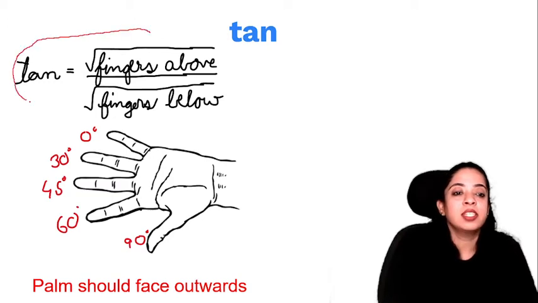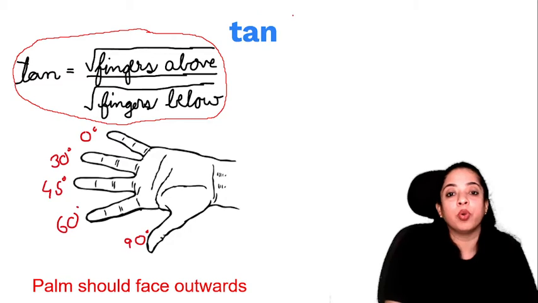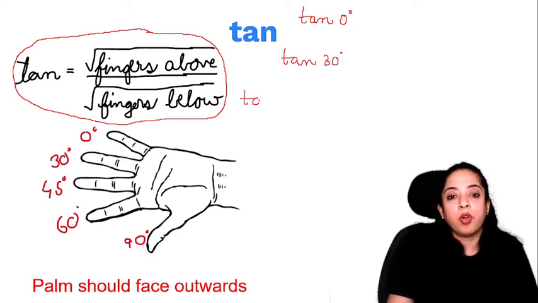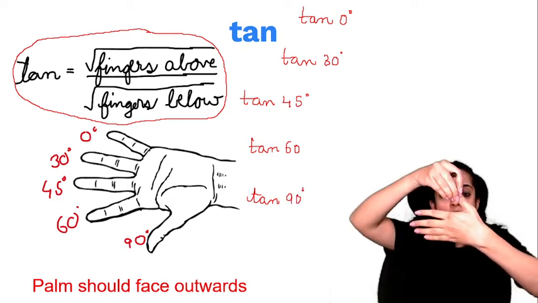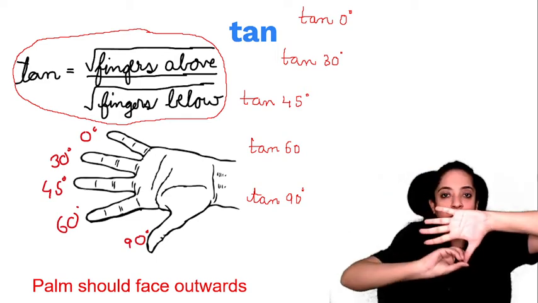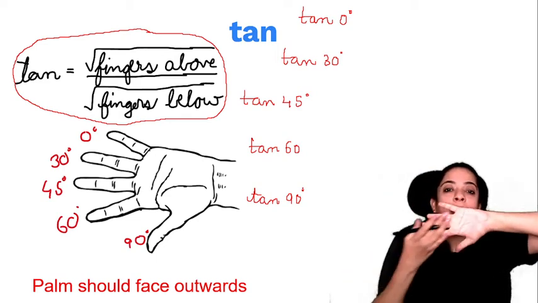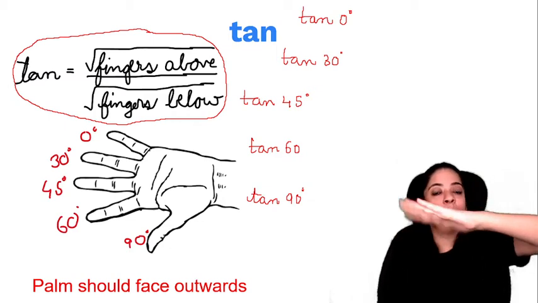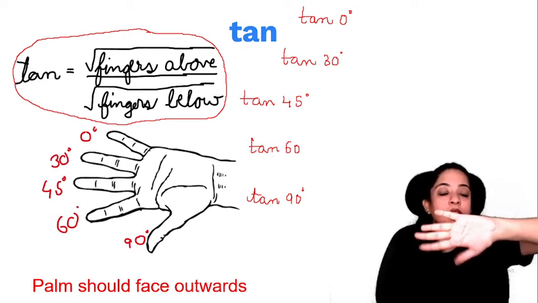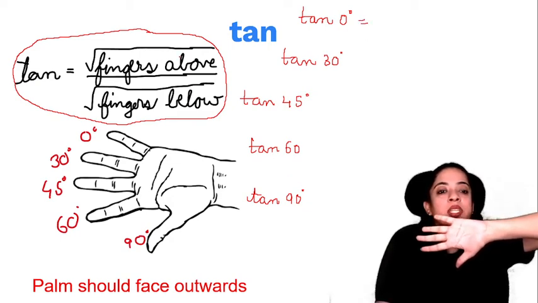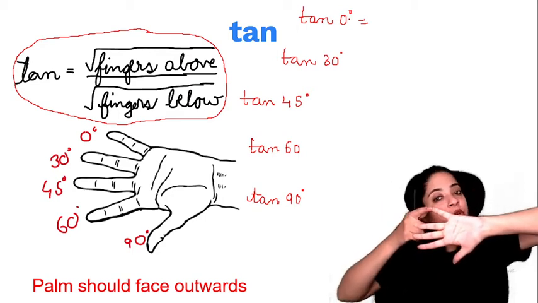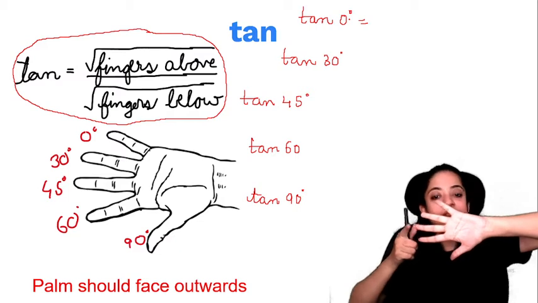Now read here. Tan is square root of fingers above by square root of fingers below. Okay. So we have to find tan 0, tan 30, tan 45, tan 60 and tan 90. Okay, watch carefully. So till now we did it like this. Now we have to just take this thumb and do it like this, right? So the white part, the palm has to face outwards, away from your face. Earlier it was facing you, now the palm is facing outwards. So for sin and cos we took it like this, for tan we have to turn it, right? Now see the formula for tan: square root of fingers above by square root of fingers below. But the little finger will remain the little finger, so this will be 0, 30, 45, 60 and 90.